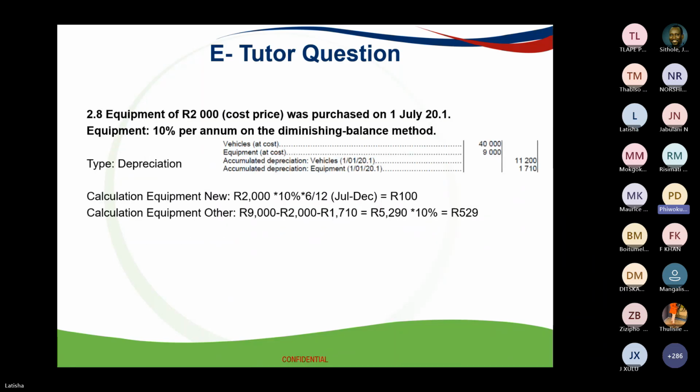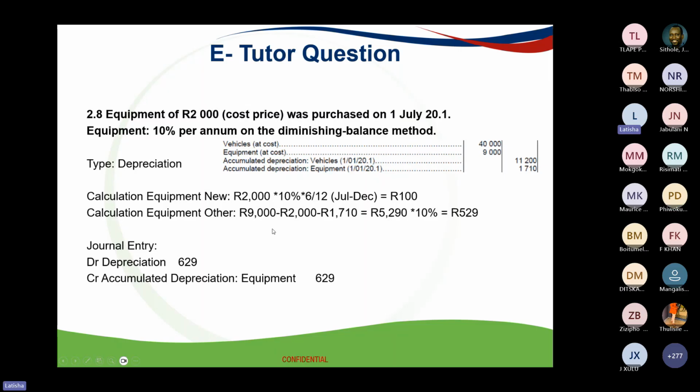My question is about the cost price. I wanted to ask if we calculate it with the cost price method, not with the diminishing balance method. On the second calculation, you said 9,000 minus 2,000 minus 1,710 Rand. My question is, if we were calculating with the cost price, were we going to minus the 2,000 Rand or not?